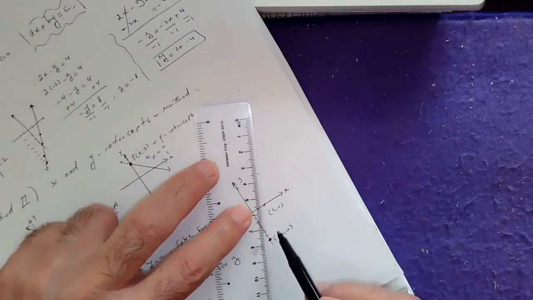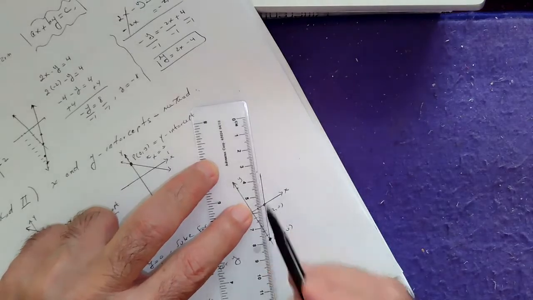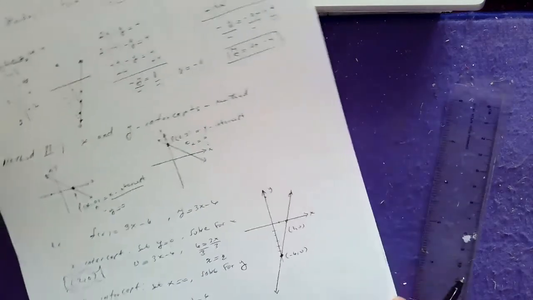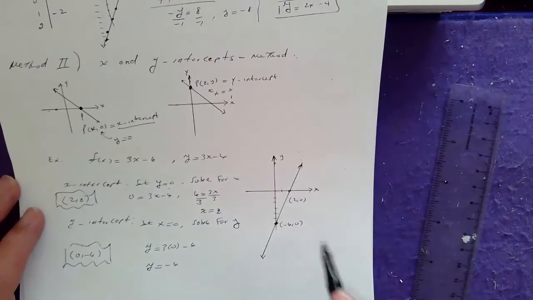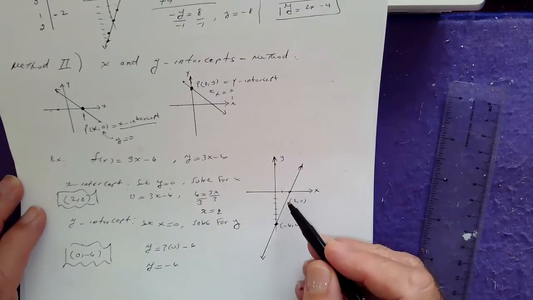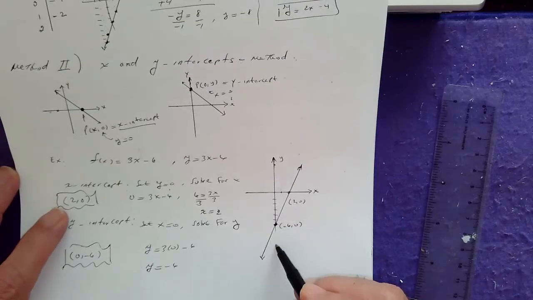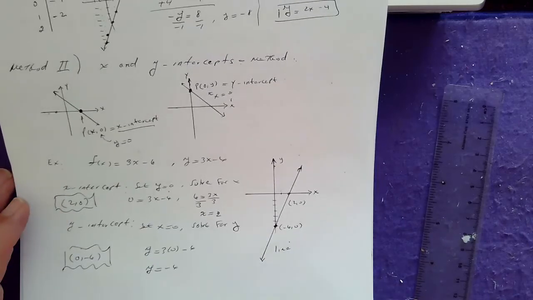So don't stop, keep going, right? Keep going in both directions because the line is a never-ending line, right? It never ends. So don't just connect this and forget about the other halves of the line. So once again, this is the picture of a line.